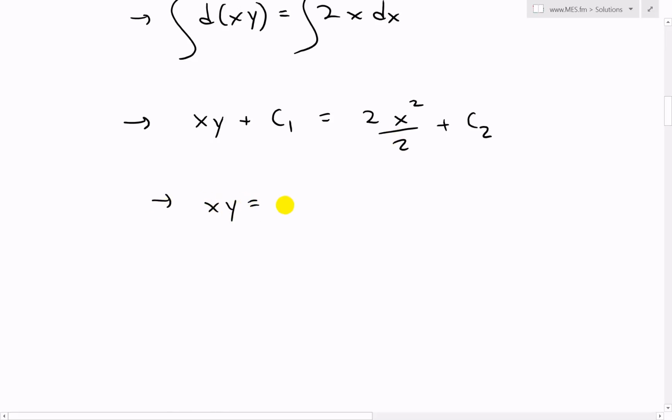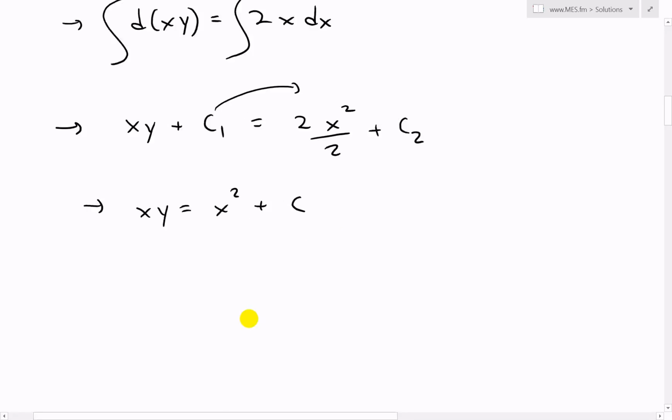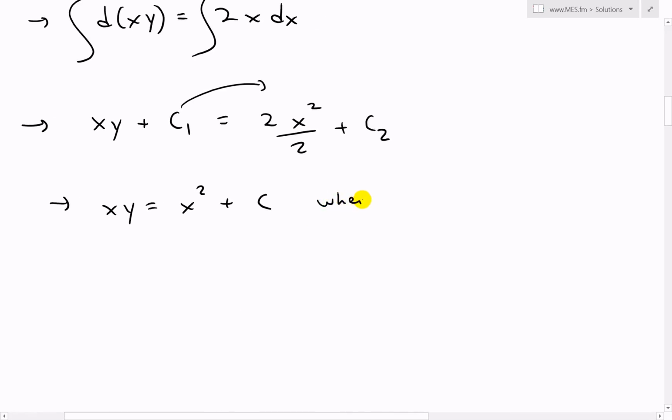xy equals x squared, plus c, where c is equal to c2 minus c1. So just subtraction, and this is just a constant. Subtraction of constants is still a constant.